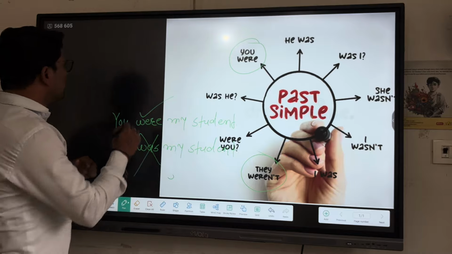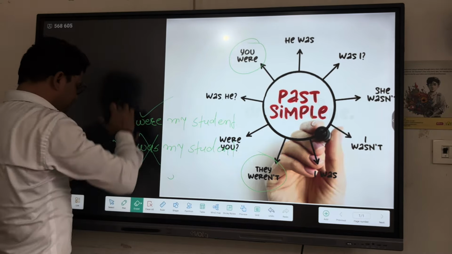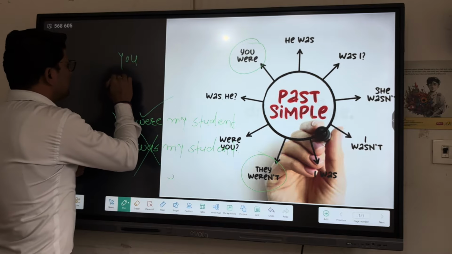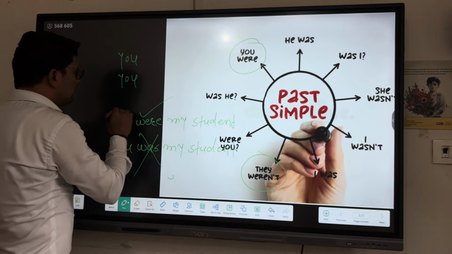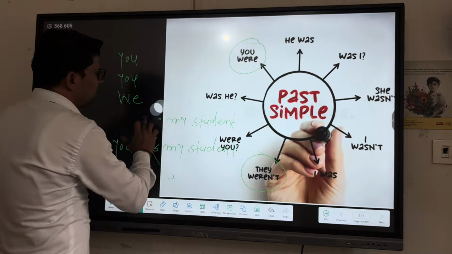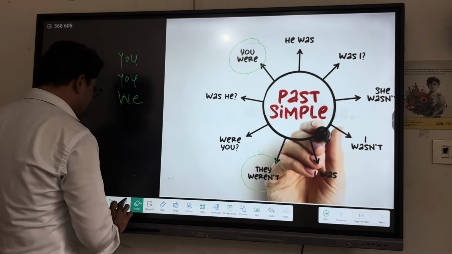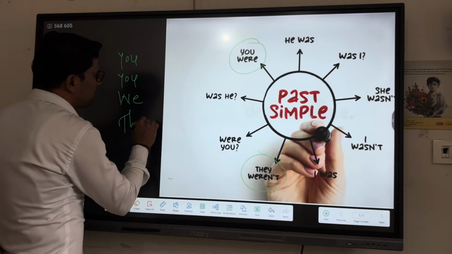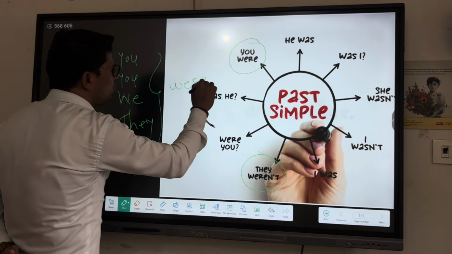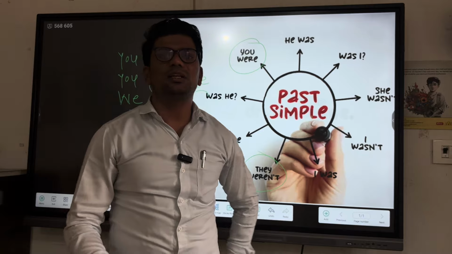So were is used with you, both singular as well as plural, then we, the first person plural subject, and then the last one, the third person plural subject they. With all these in the past tense we have to use were. I hope now there won't be any confusion.